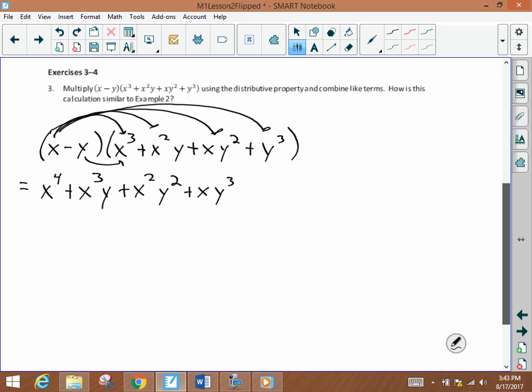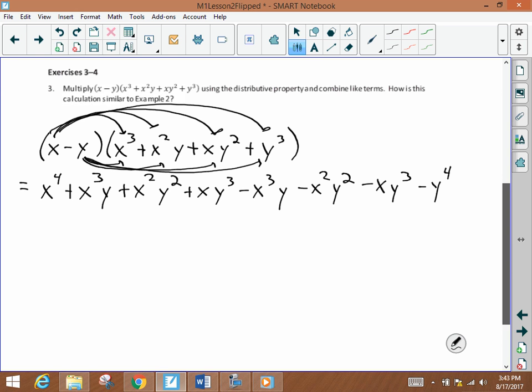Negative y times x cubed is going to wind up being negative x cubed y. Negative y times x squared y will be negative x squared y squared. Negative y times xy squared will be negative xy cubed. And lastly, negative y times y to the 3rd is negative y to the 4th.